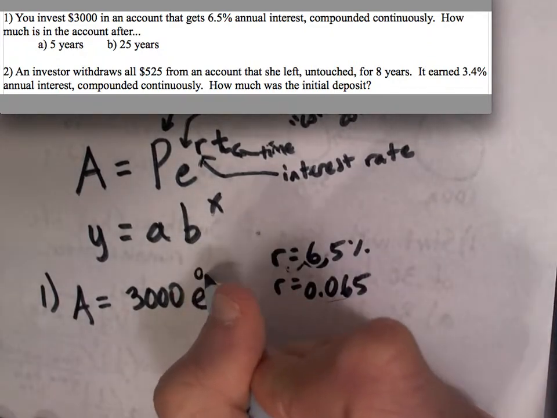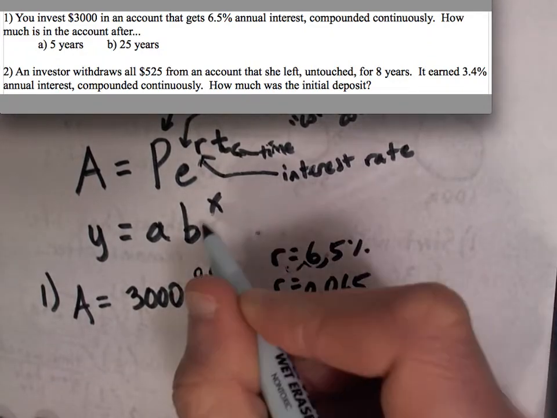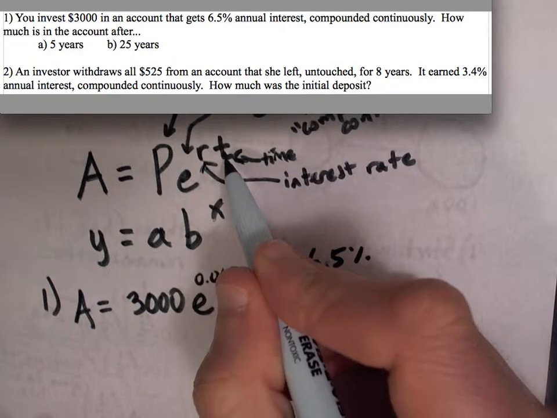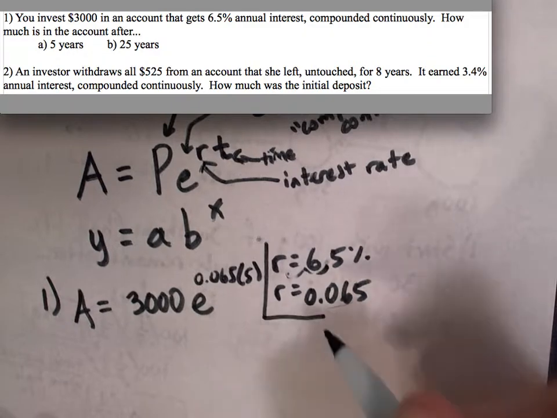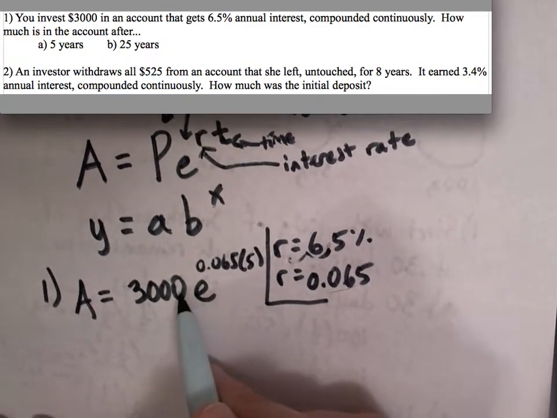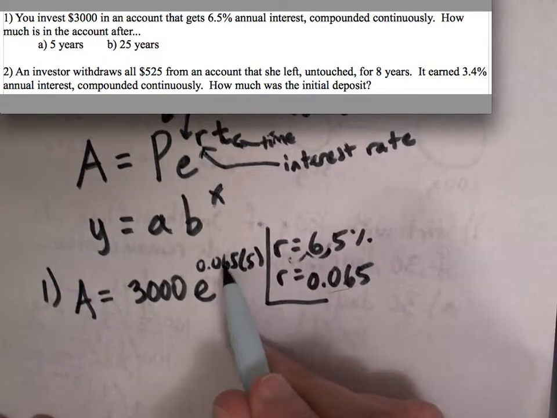So 0.065 times our time, our t, which is 5 years. Okay, sorry, let me section this off. All right, so we're going to do this. Remember, don't do the multiplication. Do this part first, then take e to that power.